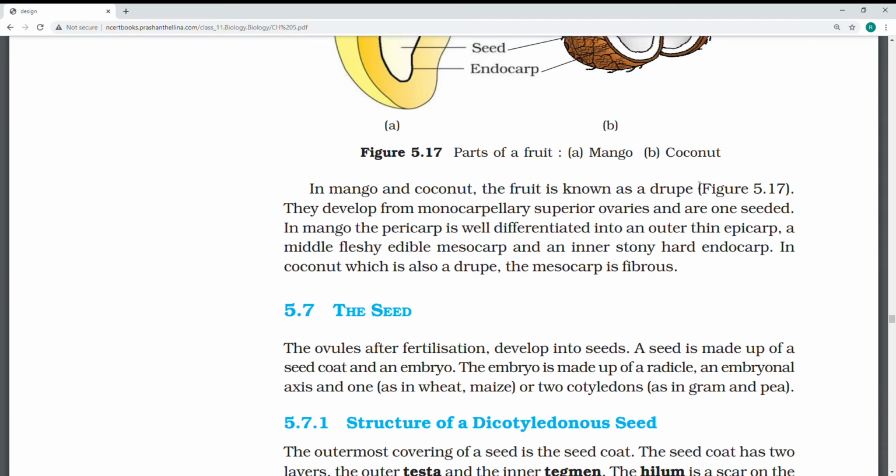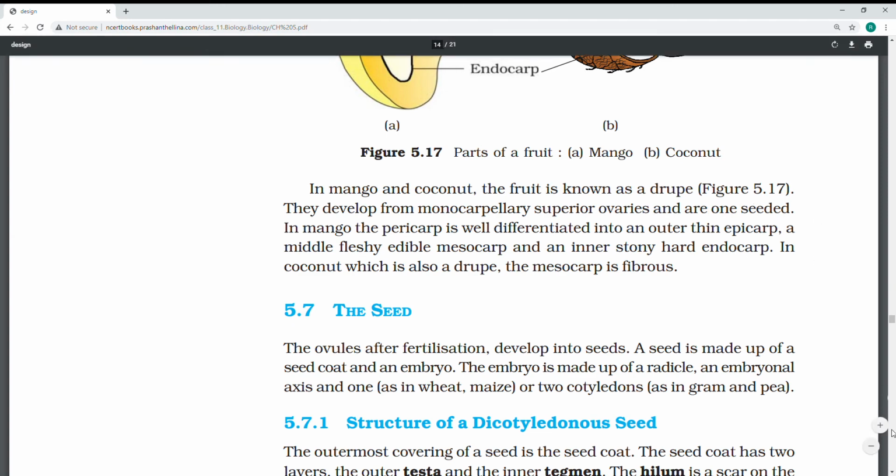They develop from monocarpellary superior ovaries. Monocarpellary, I have told you, single stigma or single carpel, single gynoecium. Superior ovaries have one seed. Inferior, superior, I will tell you the arrangement and those descriptions also. So, edible, inner stony hard endocarp.